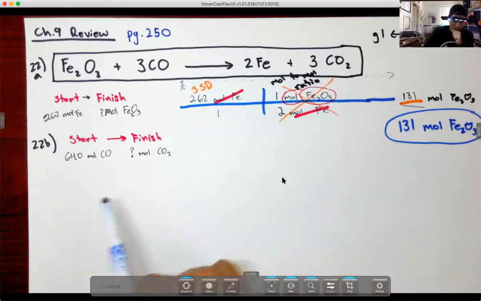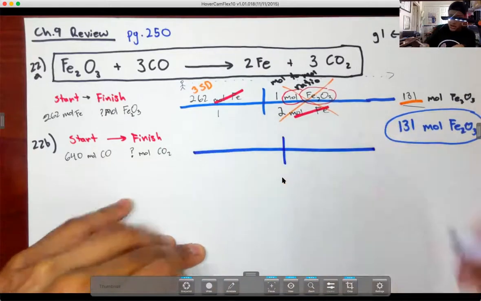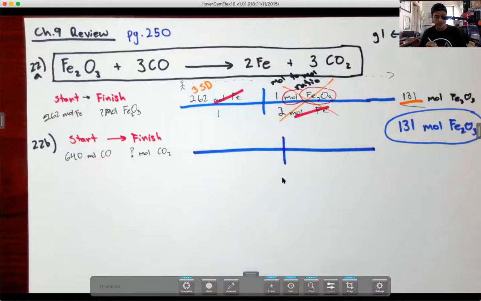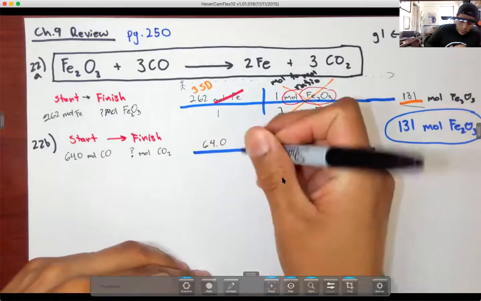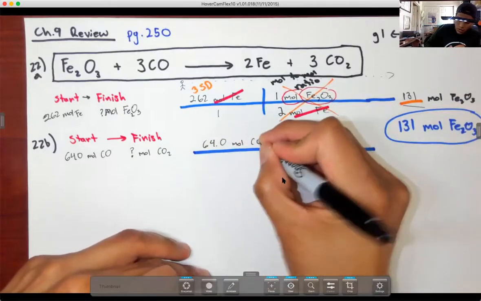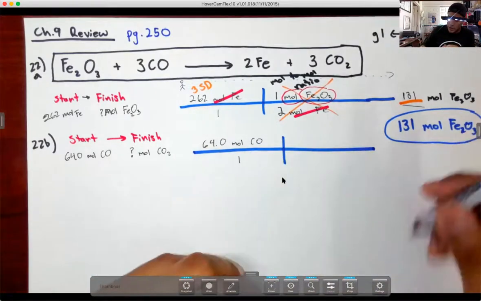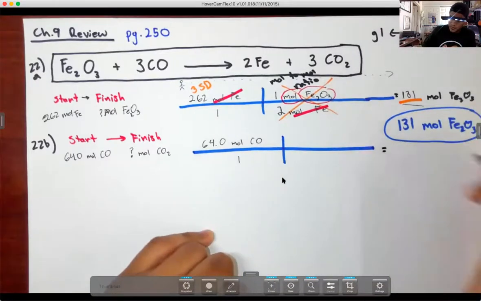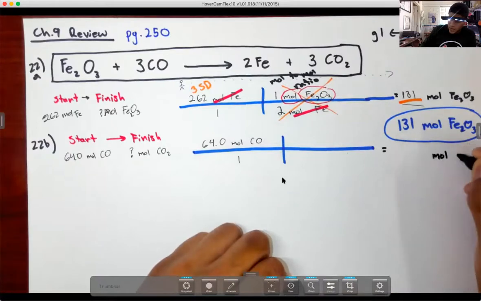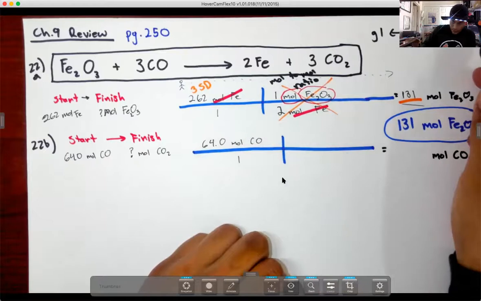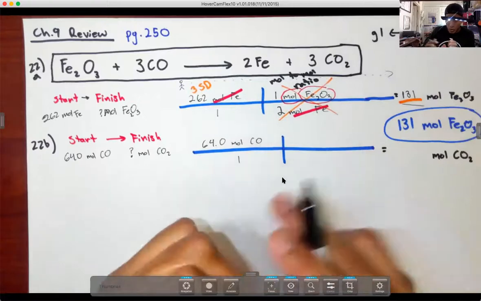So we start with 64 moles. Let's put what we're starting with. Everyone do this in your notes. 64.0 moles of carbon monoxide over 1. Now, what are we trying to finish with? Moles of CO2, exactly. Are we going to grams? No, we're just going from moles of one to moles of the other, so it's just going to be one conversion.